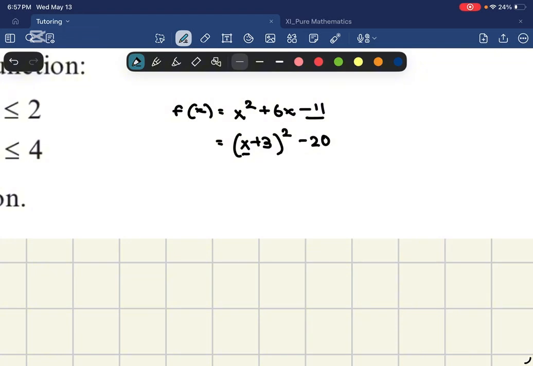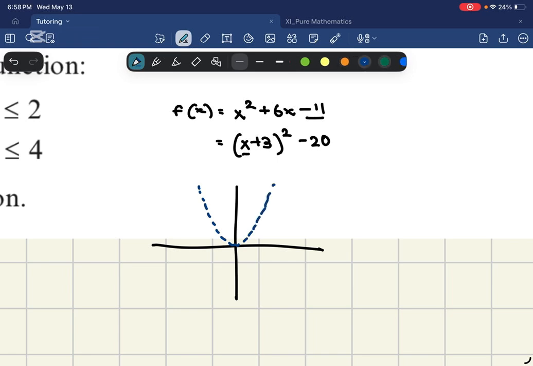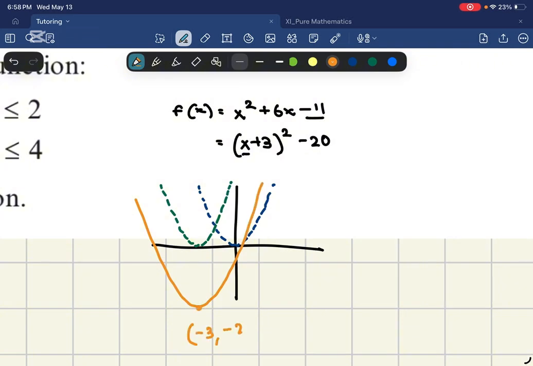So now, let's see. We can visualize the graph, right? If I had x squared, then it would look something like this. But I have x plus 3 squared. So if I had minus, I was shifting to the right. If I have plus 3, I'm going to shift it 3 units to the left. So something like this, and then 20 units down. So I shift my new green curve 20 units down. So it looks something like this. And my vertex is at negative 3, negative 20.